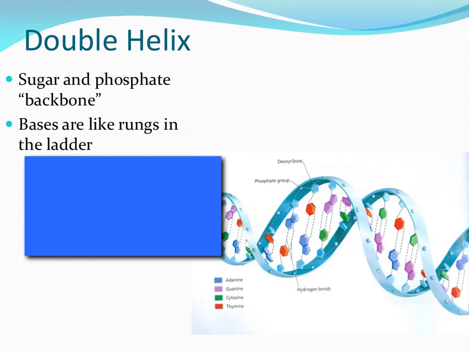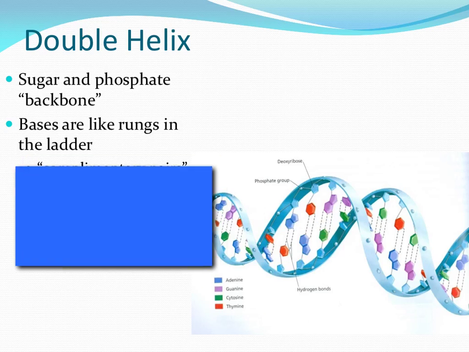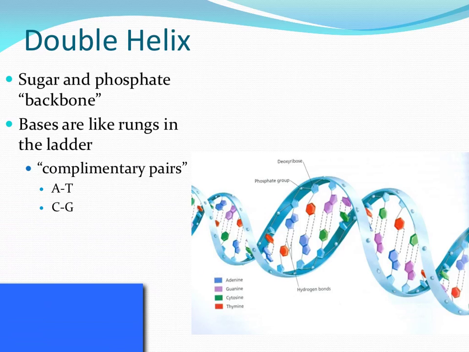The DNA double helix is made up of a sugar and a phosphate backbone. So you can see here the phosphate and the sugar. Those are all connected together, making up the backbone of the DNA. And then the bases are like the rungs of the ladder. You have the bases on the inside, and if you were to uncoil it, it would look like a ladder.